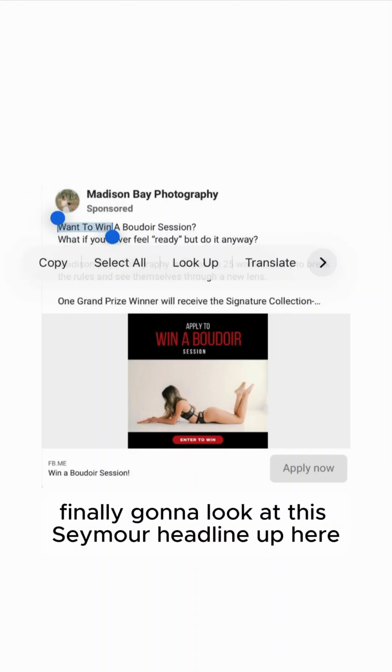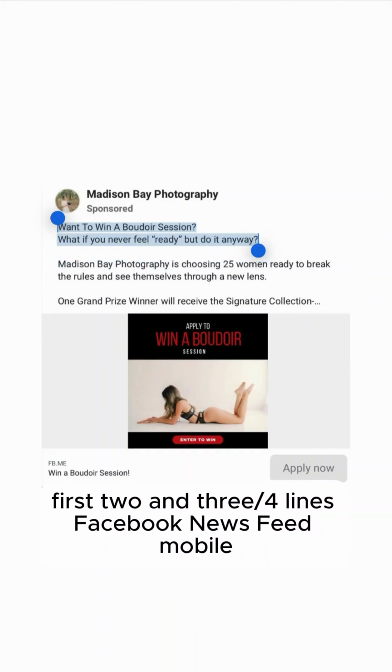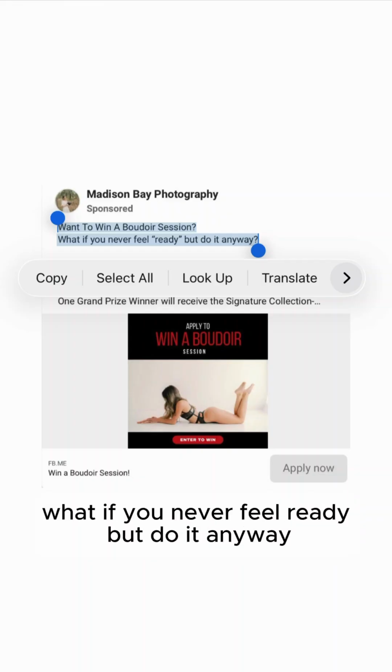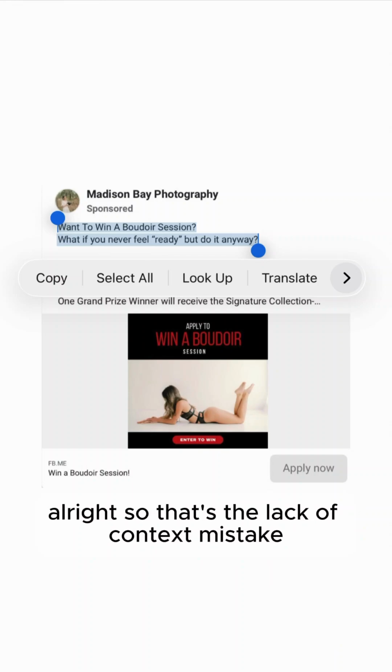Finally, going to look at this See More headline up here. First 2 3/4 lines, Facebook newsfeed mobile. We're only utilizing 2 lines here. "Want to win a boudoir session? What if you never feel ready but do it anyway?" All right, so that's the lack of context mistake.